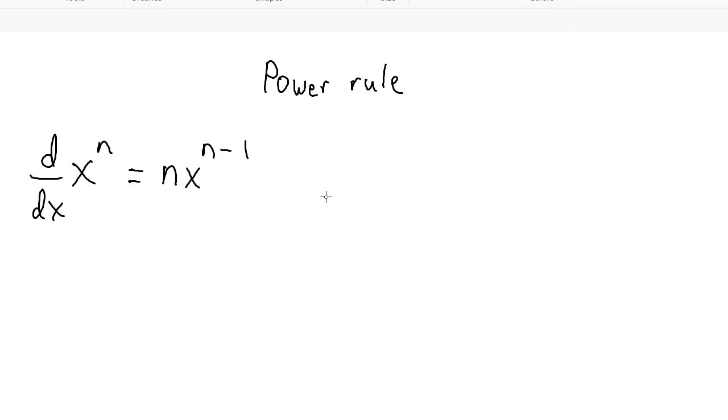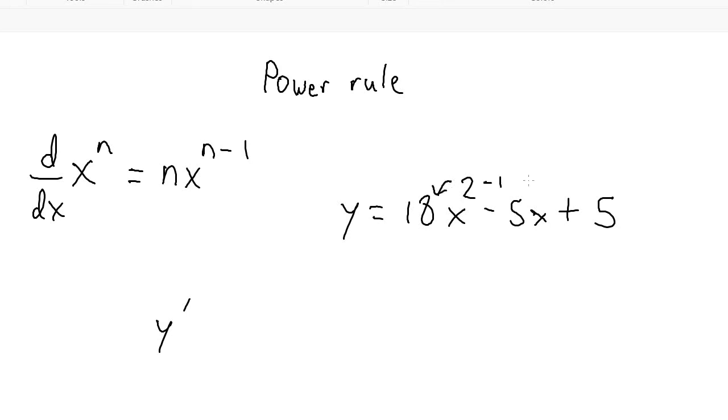And finally, we have y equals 18x squared minus 5x plus 5. So in order to derive this, we're going to have to take the derivative of 18x squared. So using the power rule, bring the 2 down, subtract by 1. So 18 times 2 times x to the 2 minus 1.